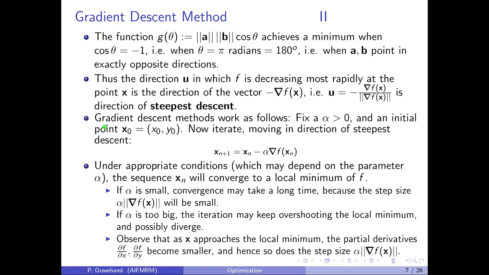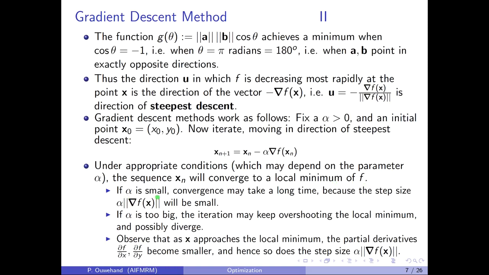Gradient descent methods now work as follows. We fix a parameter alpha, which controls how far we move, and an initial guess x0 close to the minimum. We now iterate and we keep moving in the direction of the steepest descent. So from the point x0 we move an amount alpha times the gradient of f at x0 in order to find a new point x1. We use the point x1 to find a point x2, a point x2 to find a point x3, etc. Under appropriate conditions, which may depend on alpha, the sequence xn will then converge to a local minimum of f.